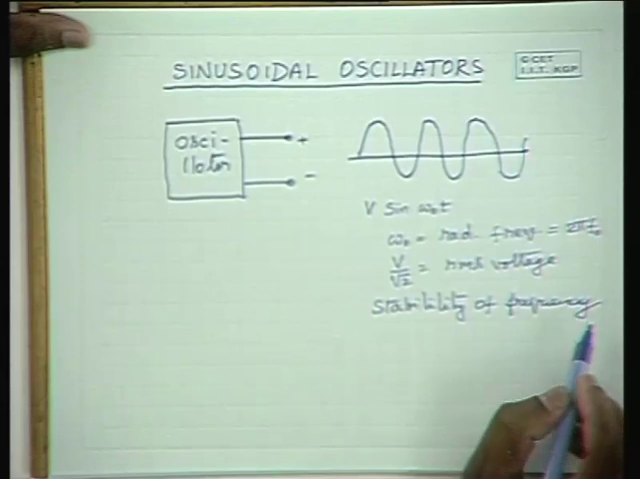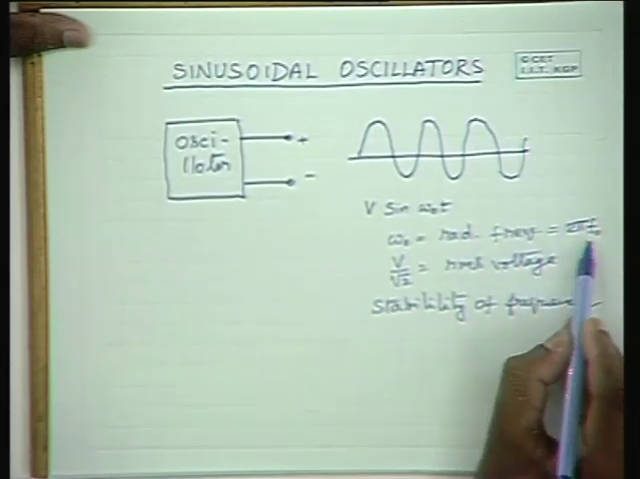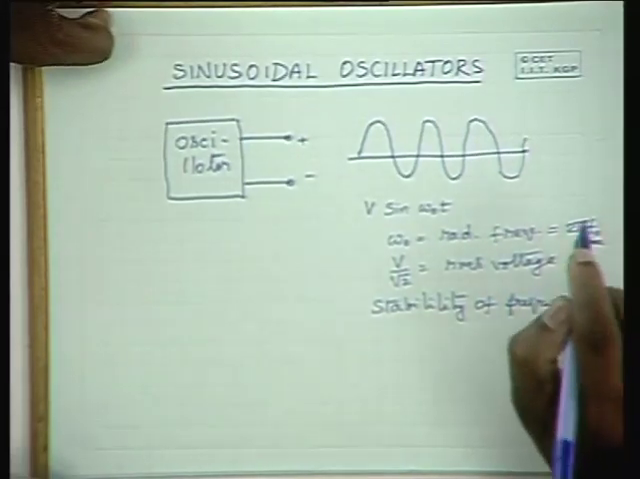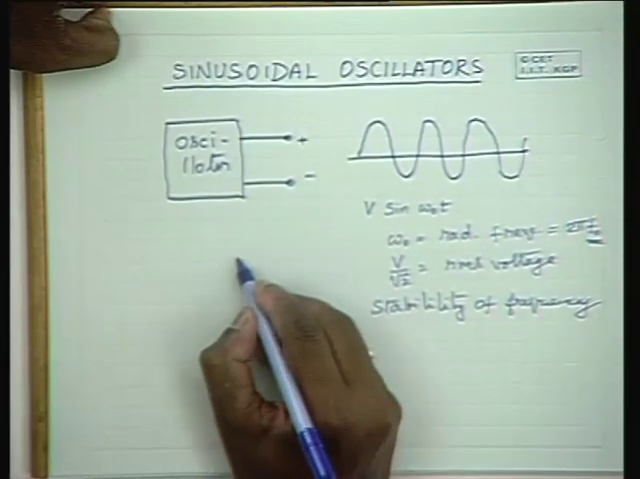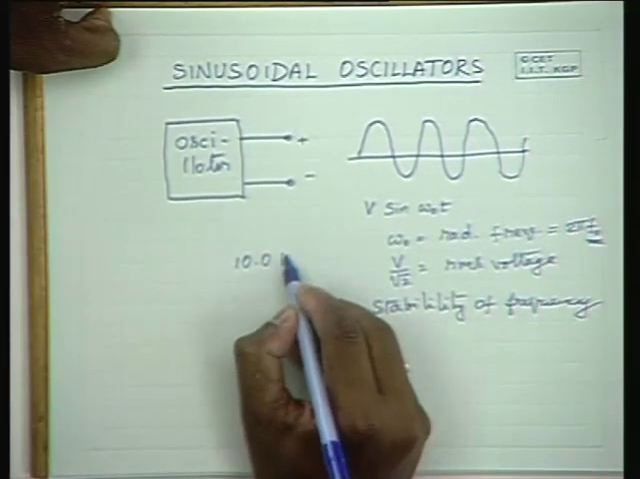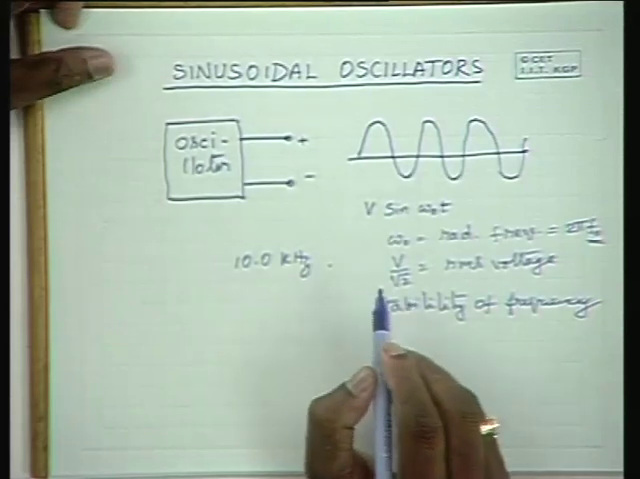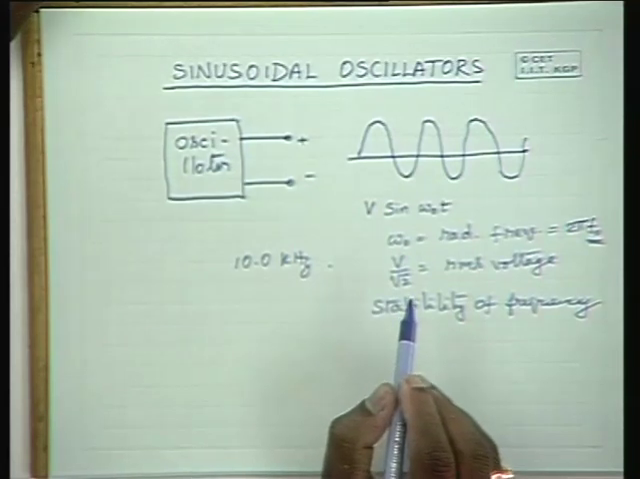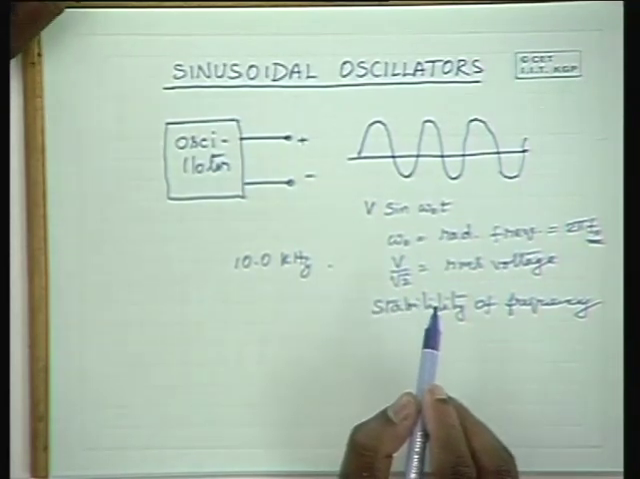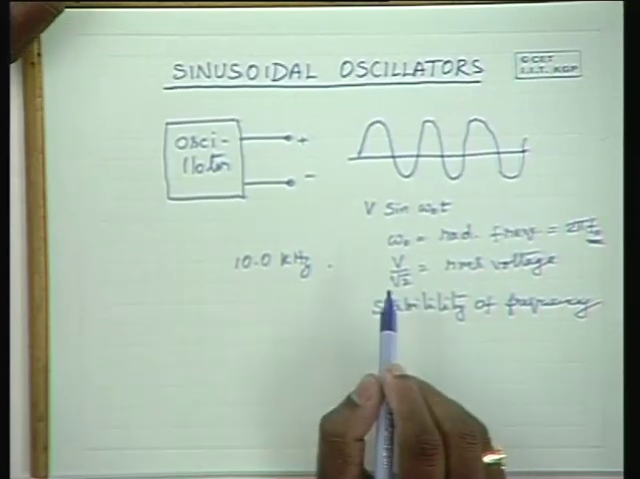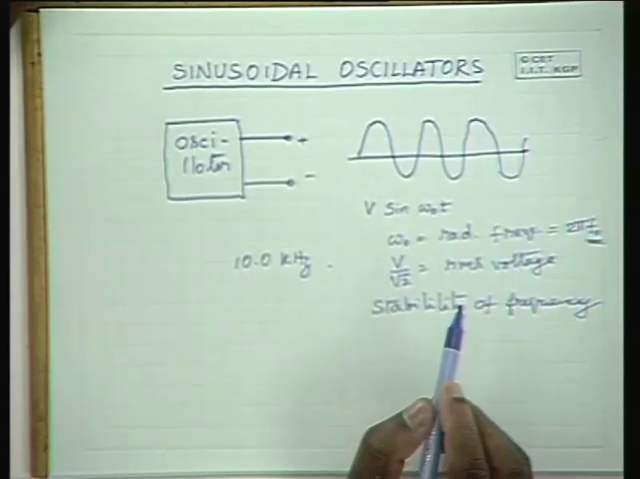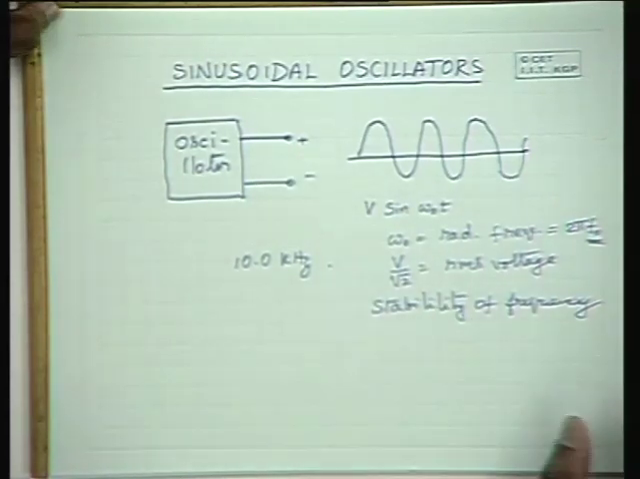Because of various factors, this frequency varies slightly with time. If you measure it at 11 o'clock, a 10 kilohertz oscillator may give you 10 kilohertz frequency, and at 12 o'clock it may be 10.00001. The frequency may slightly change. If the frequency is constant with respect to time, or the variation is very low, we say that the oscillator is a highly stable oscillator.